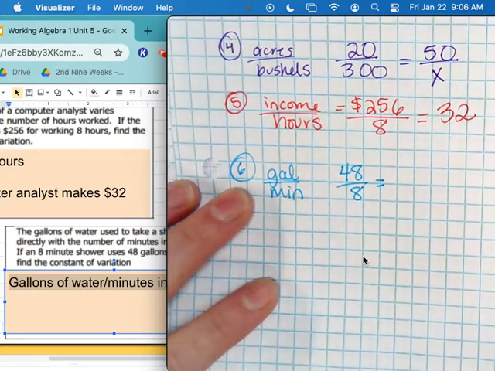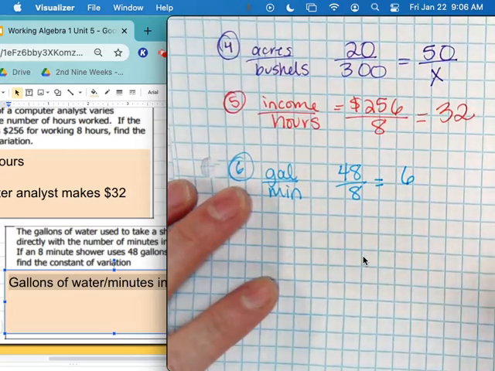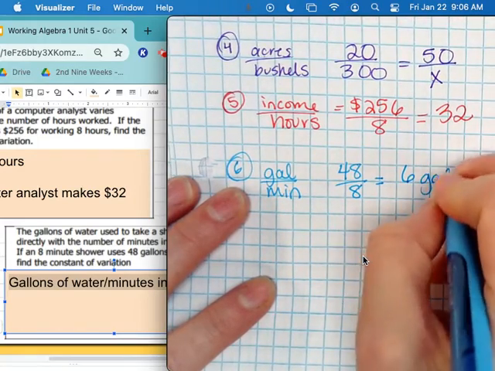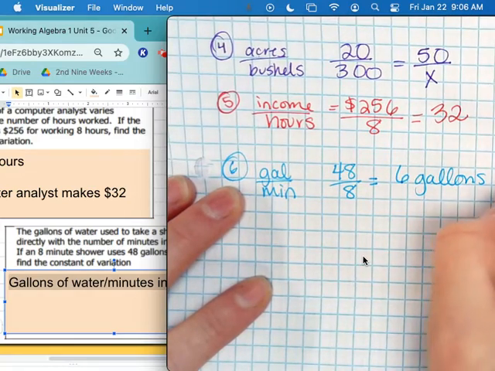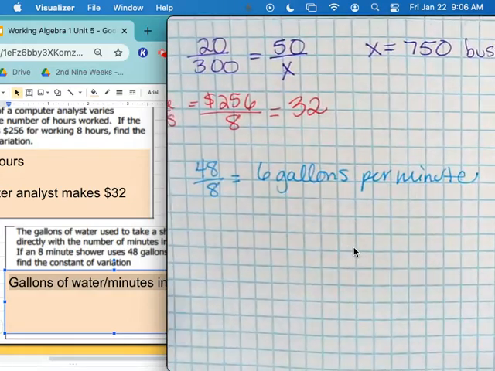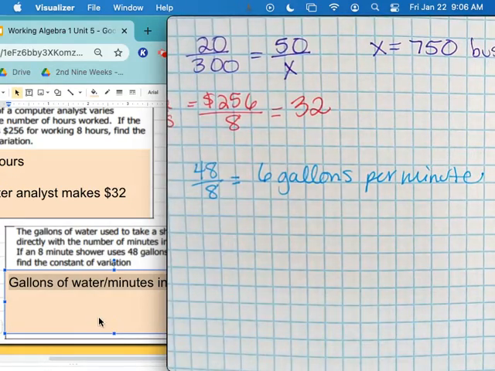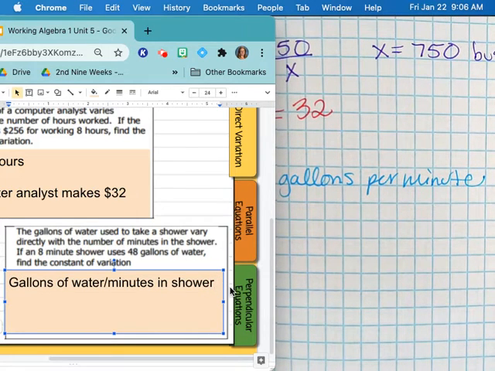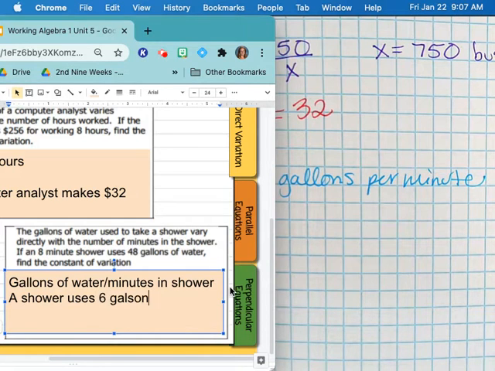What do we get? 6. And what does that represent? 6 gallons. Yeah, 6 gallons a minute or per minute. Both ways are correct. So we'd say a shower uses 6 gallons per minute. Oh, I cannot spell.